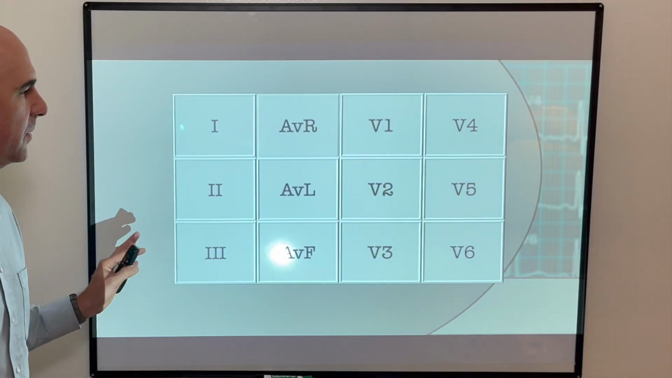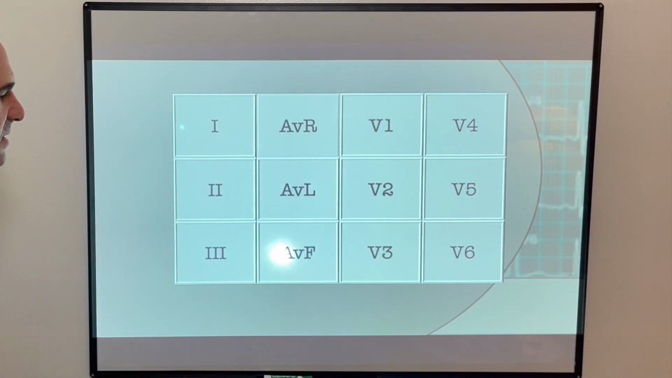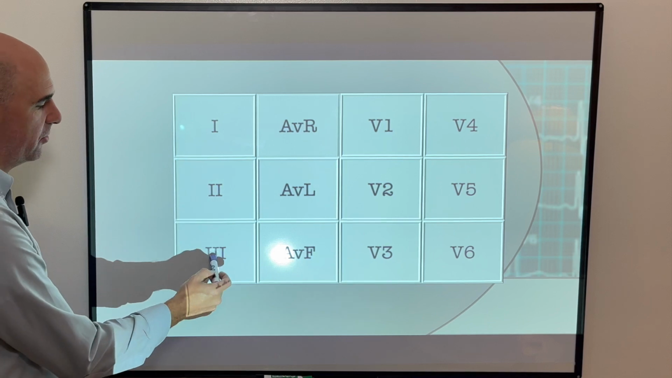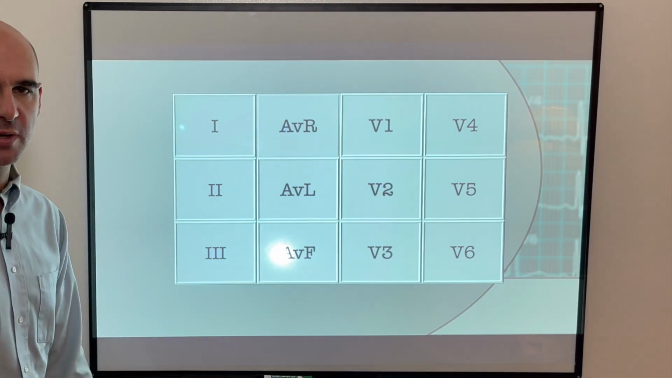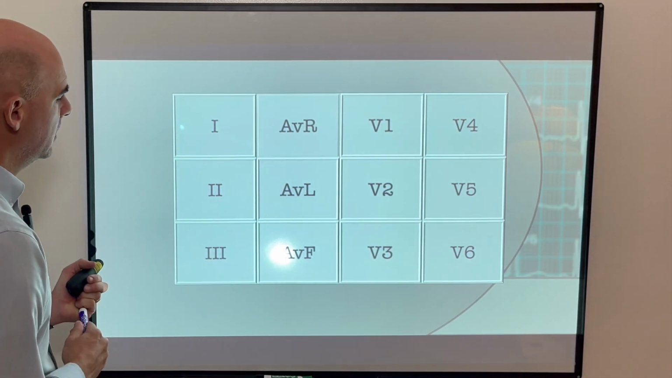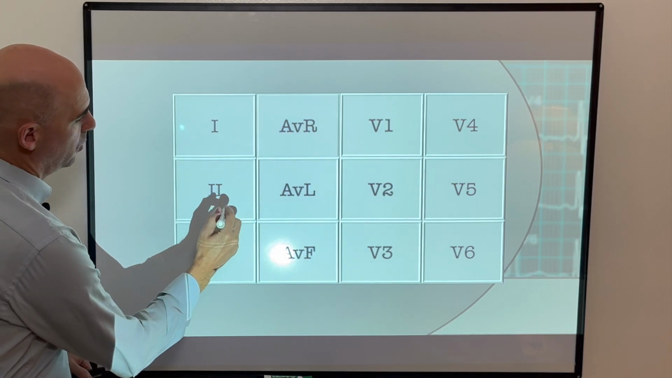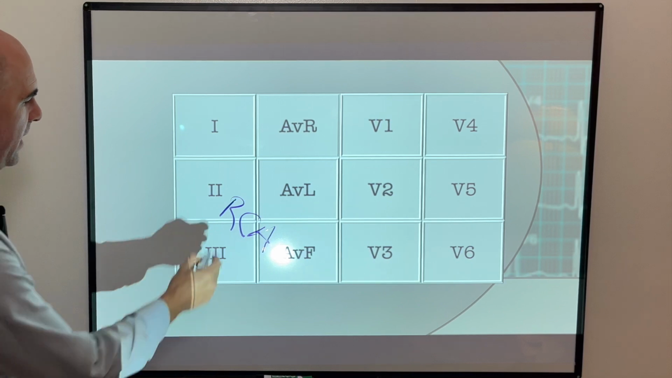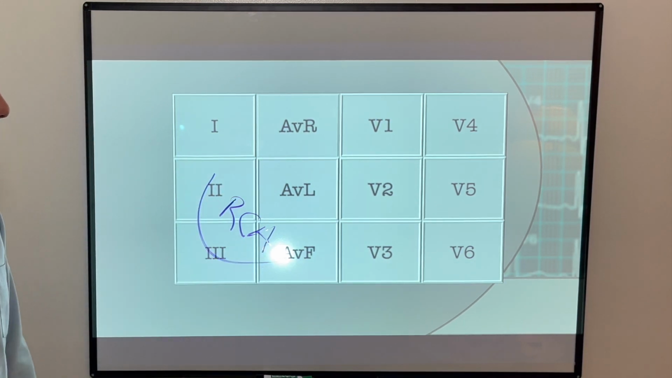So if we look at it from the 12-lead perspective in terms of the different areas we're going to get blood flow from, our leads 2, 3, and aVF, which we refer to as our inferior leads, are going to get their blood supply from the right coronary artery, the RCA. All that here, right coronary artery, all right?